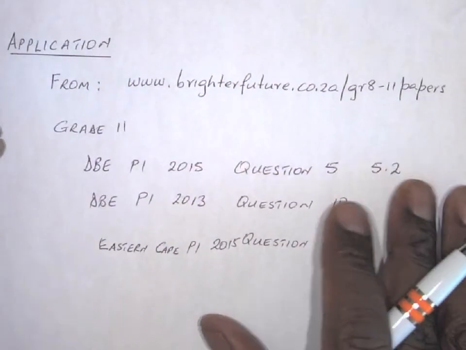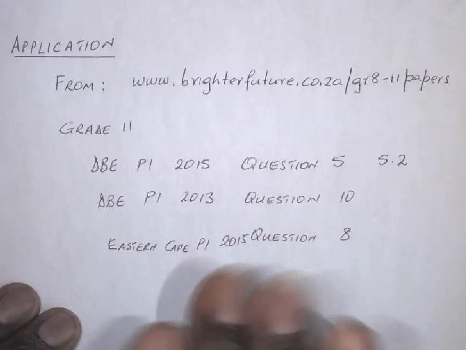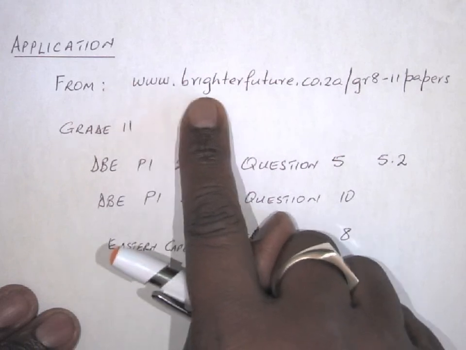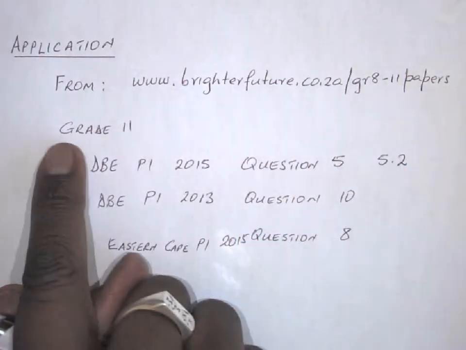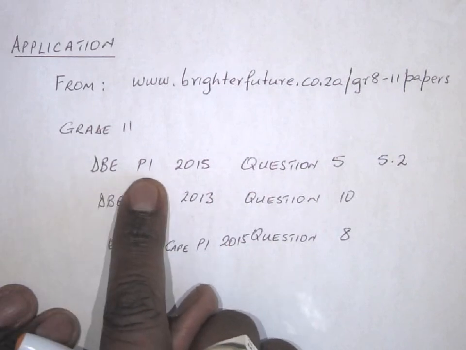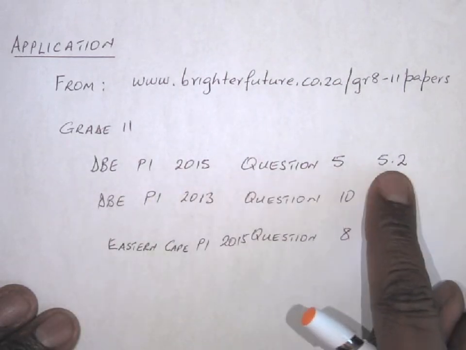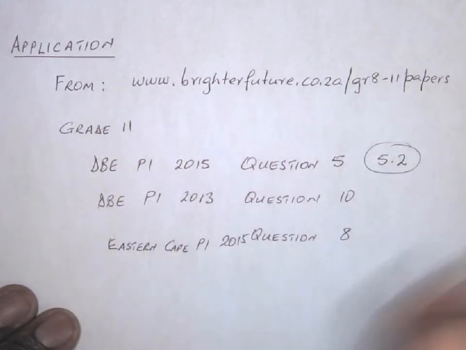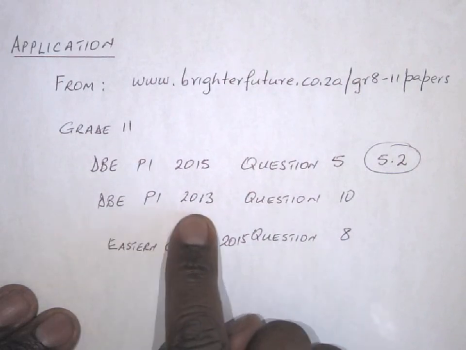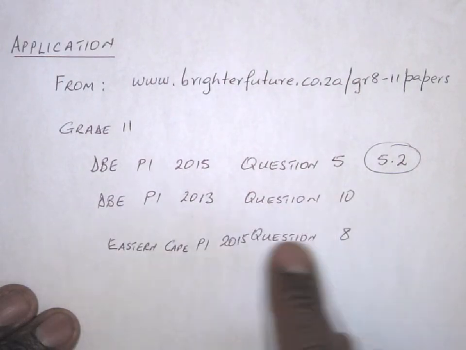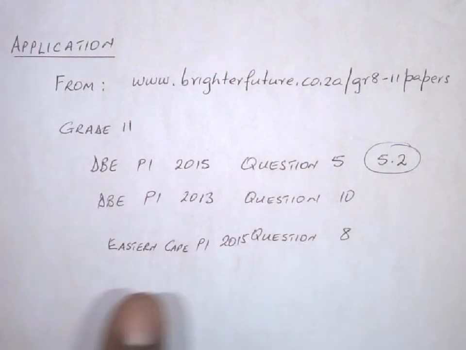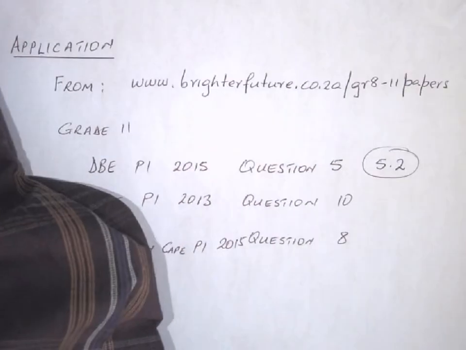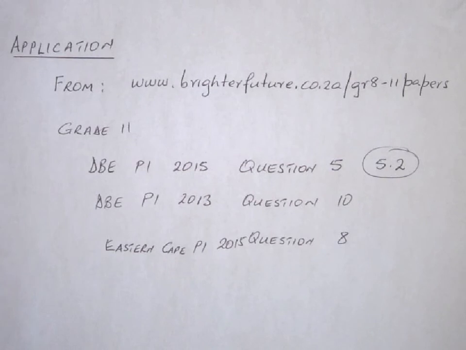Now, for your work, go to www.brighterfuture.co.za, grade 8 to 11 papers. Do grade 11, DBE paper 1, 2015, question 5, only do question 5.2, and DBE paper 1, 2013, question 10, and SNK paper 1, 2015, question 8. I hope that will be easier for you to do. Okay, good luck, ladies and gentlemen.